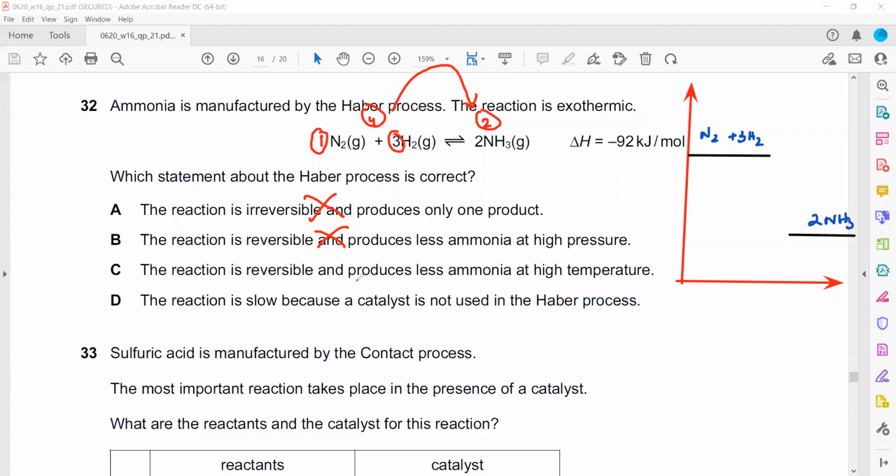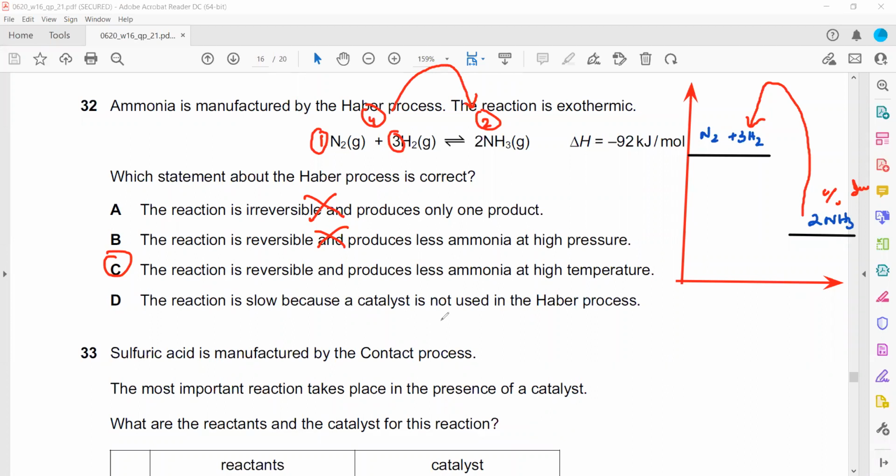The reaction is reversible and produces less ammonia at high temperature. That's true because it's a reversible reaction. So if we increase the temperature, the product will start to decompose and form back the reactant. So the percentage of the ammonia will start to decrease. So C is the right answer.